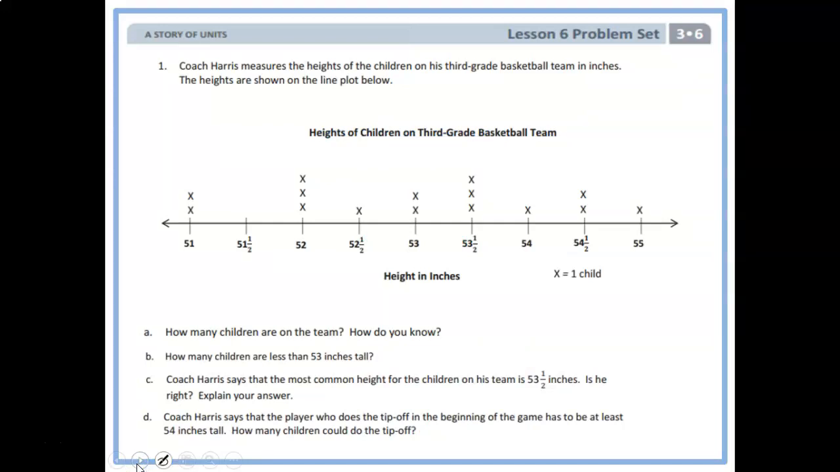Okay, now there's a problem set. So go ahead and get out your paper and pencil, your scratch paper, and get prepared to do the problem set, and go ahead and move on to that.